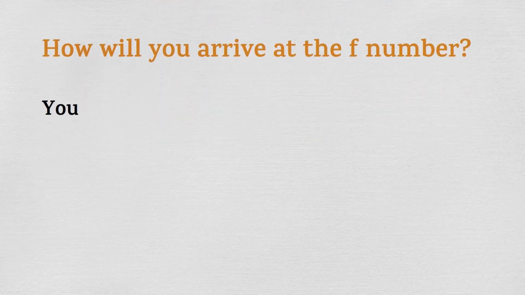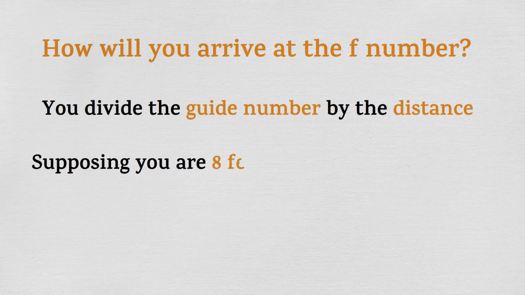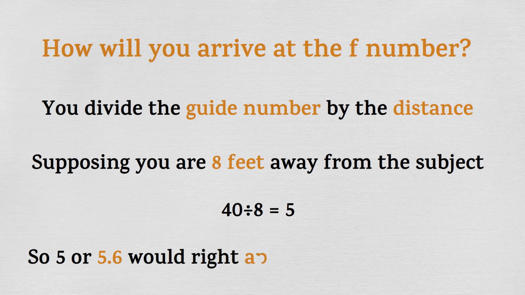You divide the guide number by the distance. Supposing you are 8 feet away from the subject, 40 divided by 8, you get 5. So, 5.6 would be your right aperture for that distance. Now, flashlight is not like daylight.